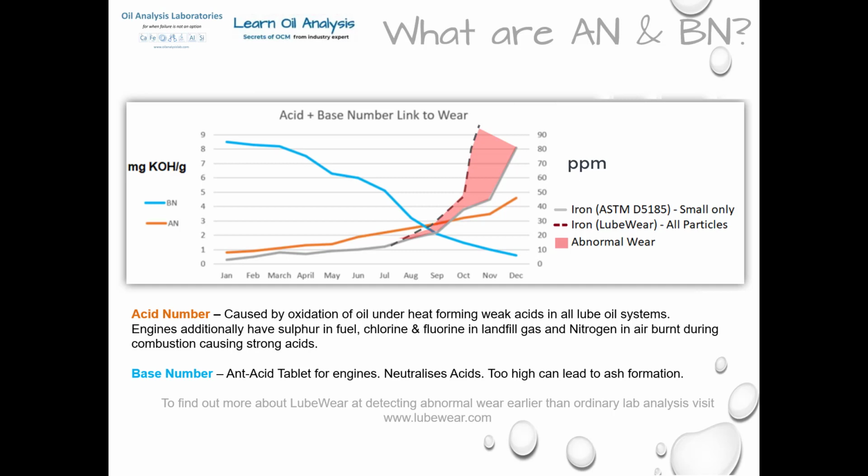If we take a look at the graph on screen, we start sampling a machine with a new oil change every month for a year without changing oil. In January and February, the base number is high, the acid number is low, and wear is also low. You may have noticed the acid number does not start off at 0, which, for the observant of you, may mean you ask the question, is the new oil acidic? The answer is no.